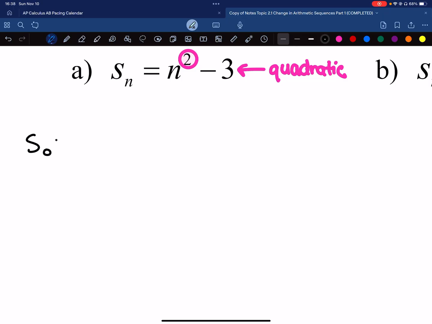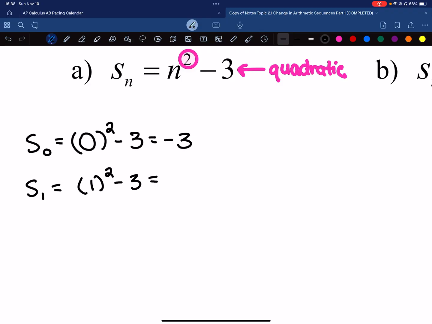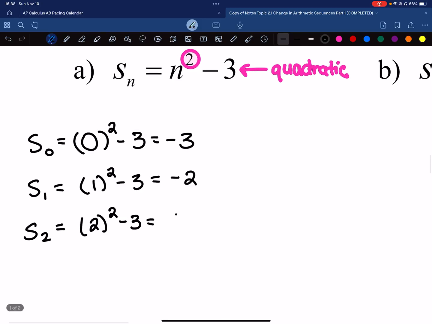So we could plug in 0, and we would have 0 squared minus 3. That would give us negative 3. Then we could plug in 1. That would be 1 squared minus 3. That would be 1 minus 3, which is a negative 2. Then we could plug in 2. That would be 2 squared minus 3. That would be 4 minus 3, which is 1.